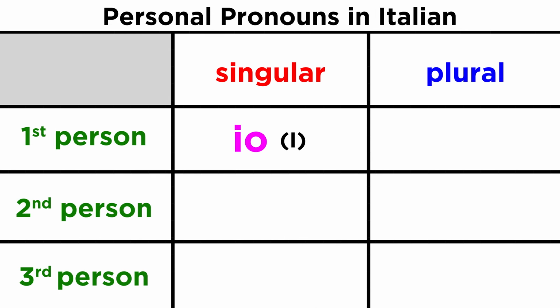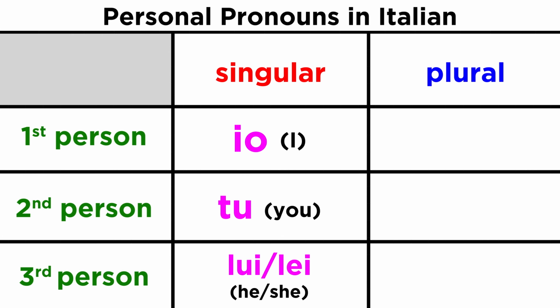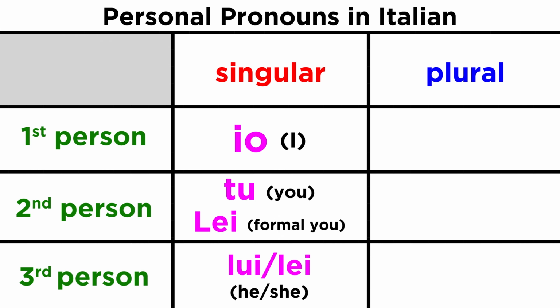Io means I. We call this the first person singular. Tu means you in the singular form. This would be second person singular. Lui and lei mean he and she, which represent the third person singular. We could also use lei with a capital L for a more formal singular you.